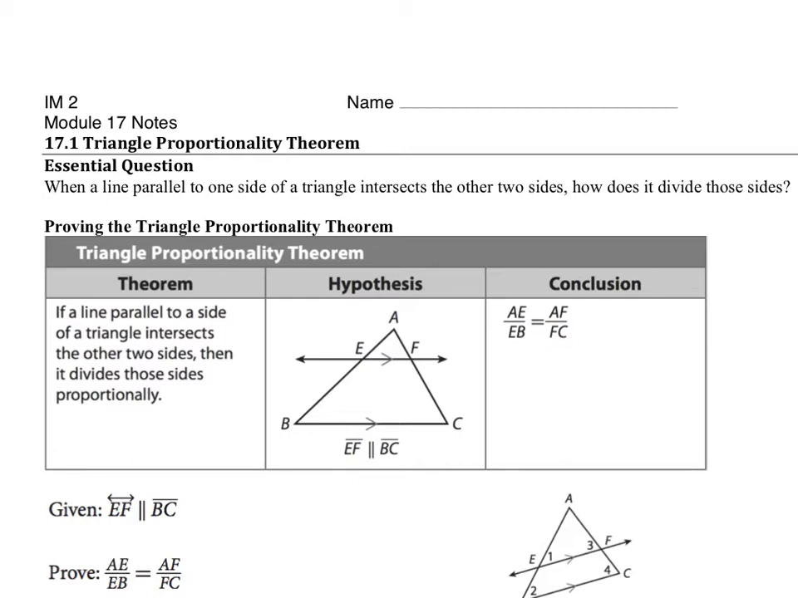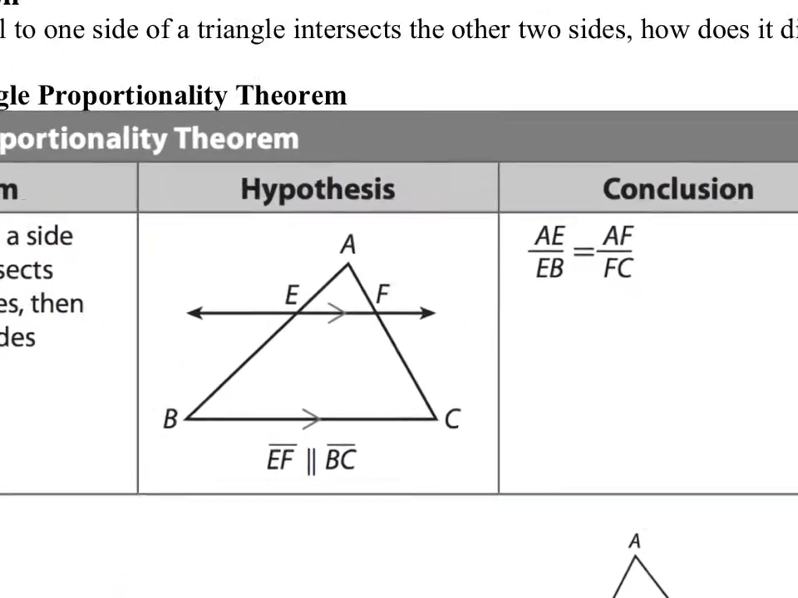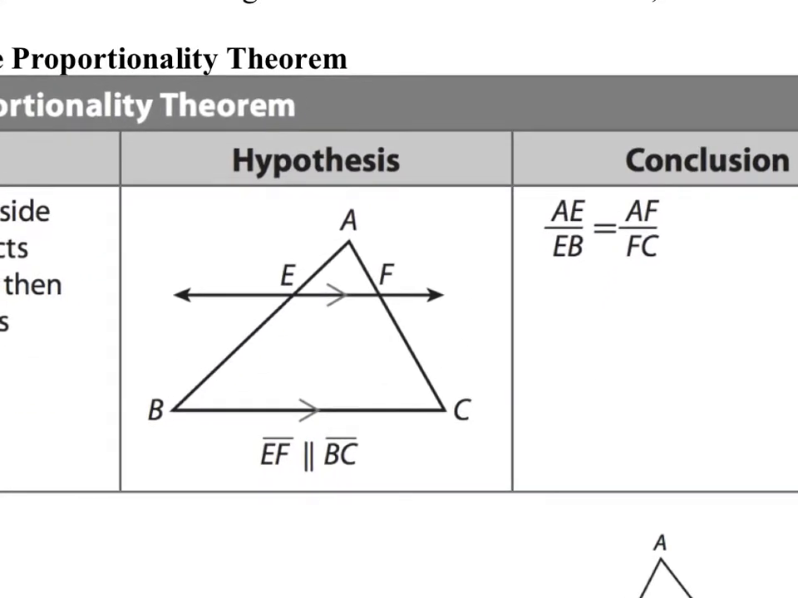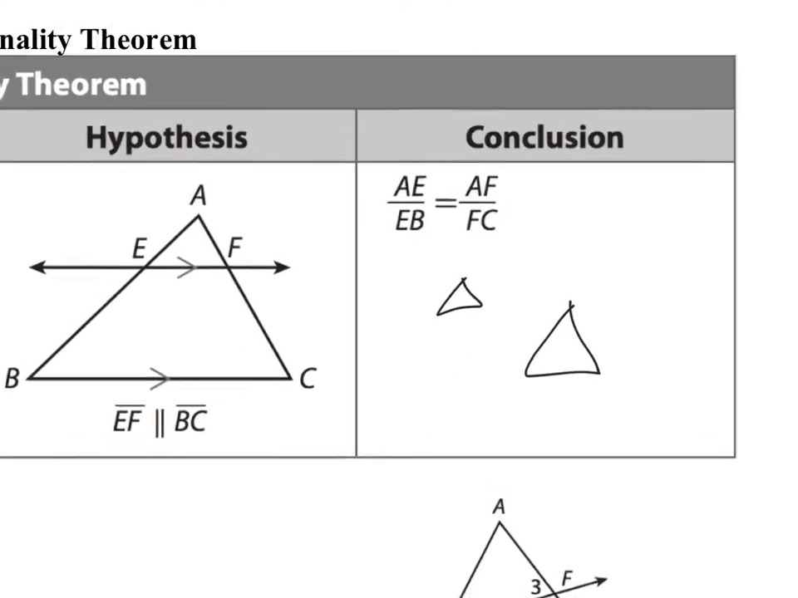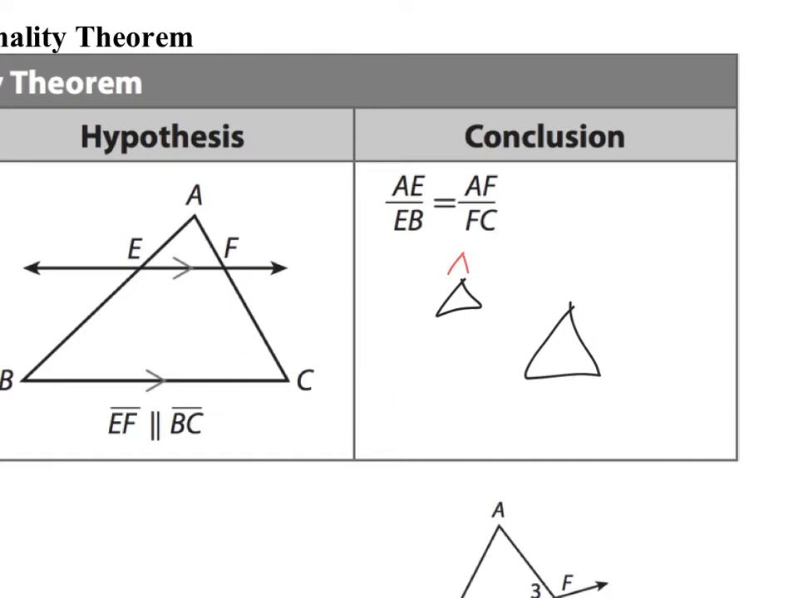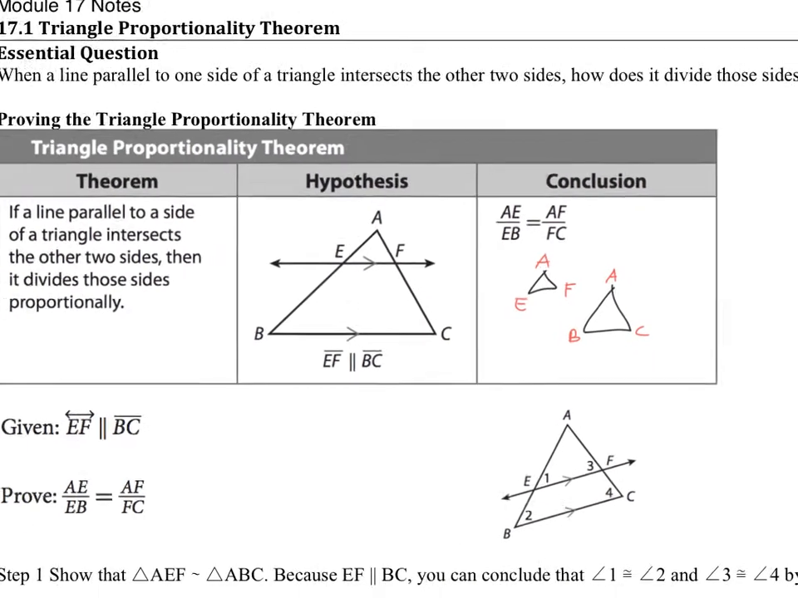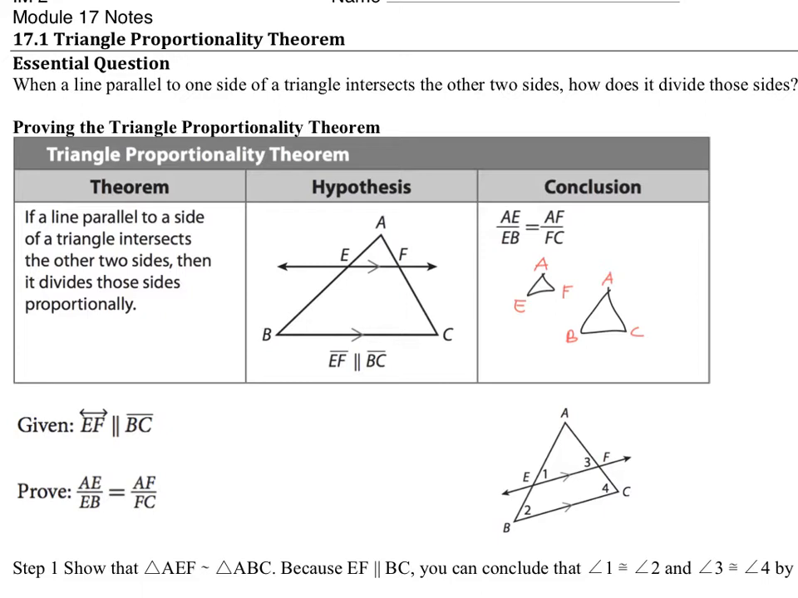And so typically, if you looked at a diagram like this, in the last section, I pretty much told you to redraw it so that you have two different triangles, right? We would have had triangle AEF, and then the bigger triangle ABC. And so now in this section, because of this theorem, it says if a line parallel to a side of a triangle intersects the other two sides, then it divides those sides proportionally.